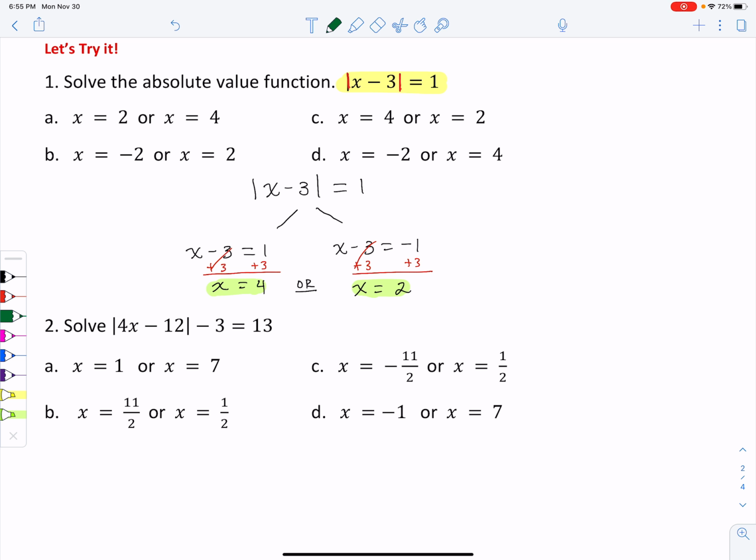If I put a 4 here, 4 minus 3 is 1. So that would be absolute value of 1 equals 1, which is true. So if I plug in 4, it works. Now let's see what happens if I plug in 2. 2 minus 3 is negative 1. So then I have the absolute value of negative 1 equals 1. Well, that's also true. So either of those numbers will make the equation true. That's why it has two possible answers.